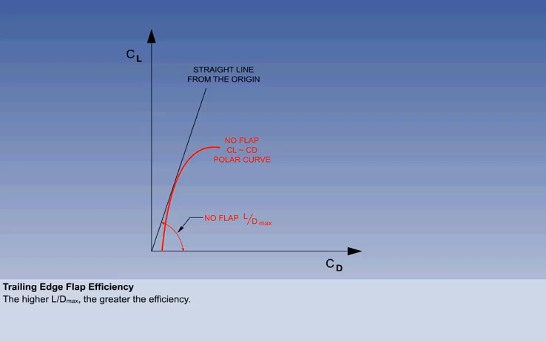If a tangent is drawn from the origin of the graph to the curve of the lift drag polar plot, the angle between the straight line and the horizontal axis is a measure of LDmax. We will now compare the aerodynamic efficiency of the previously mentioned types of flap with that of no flap.